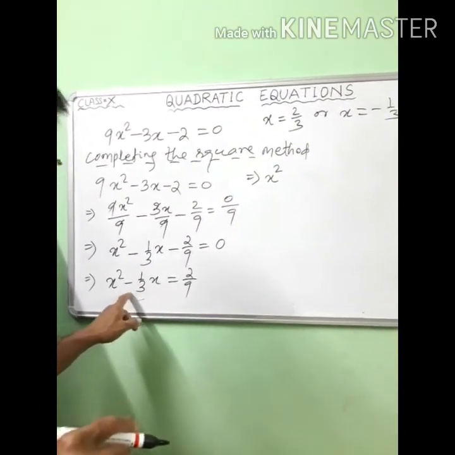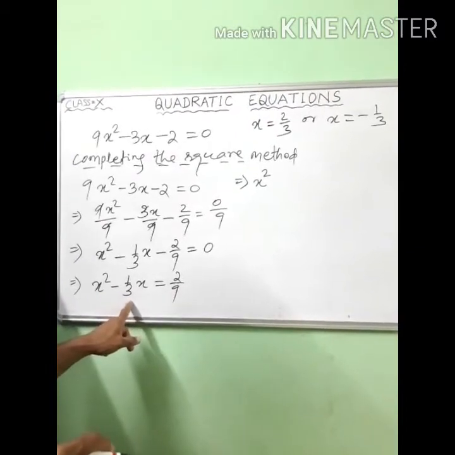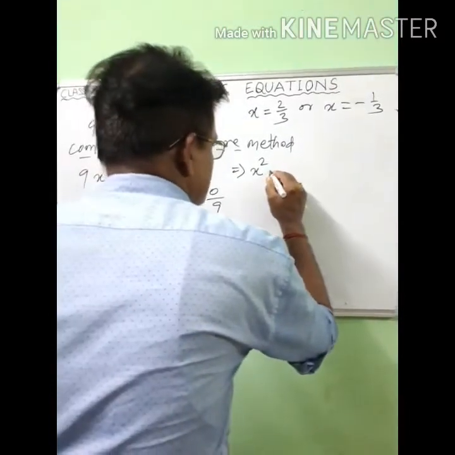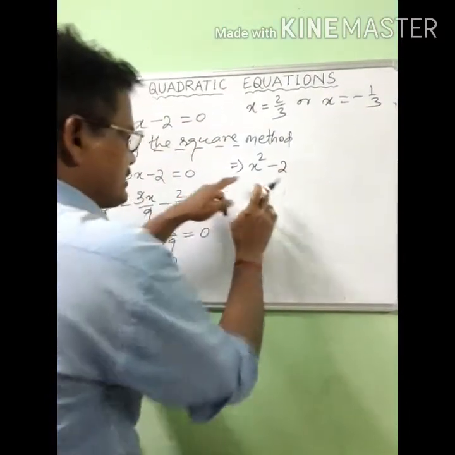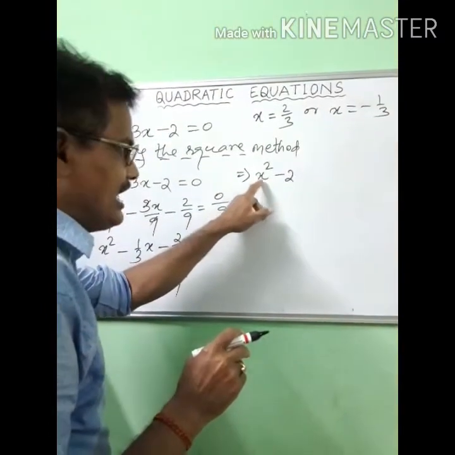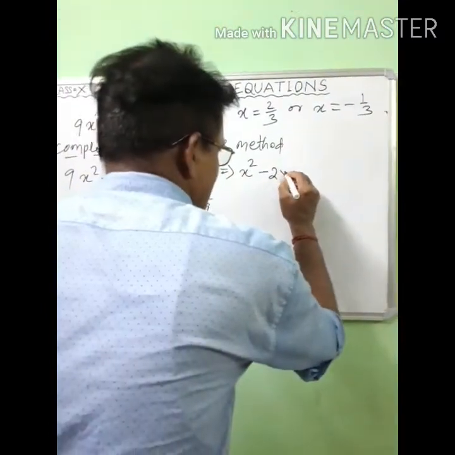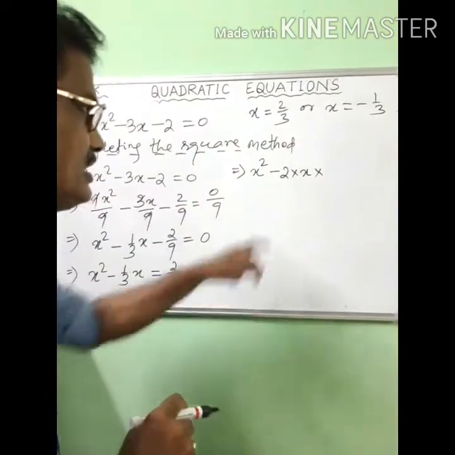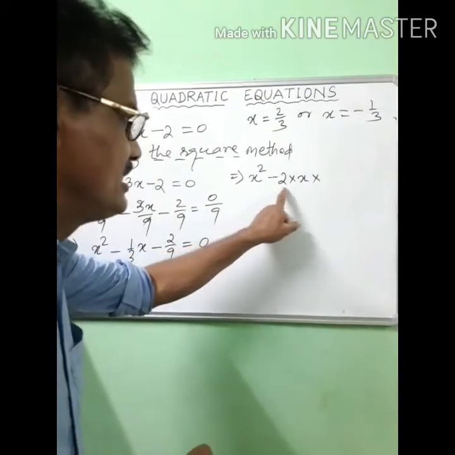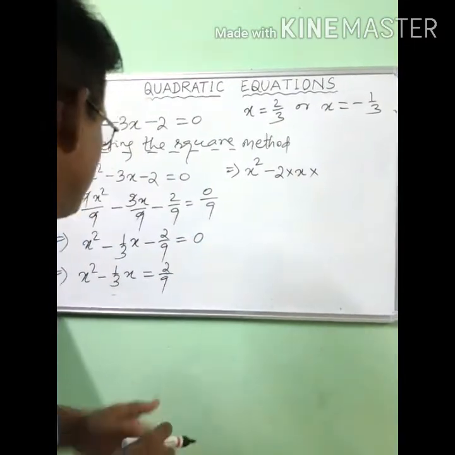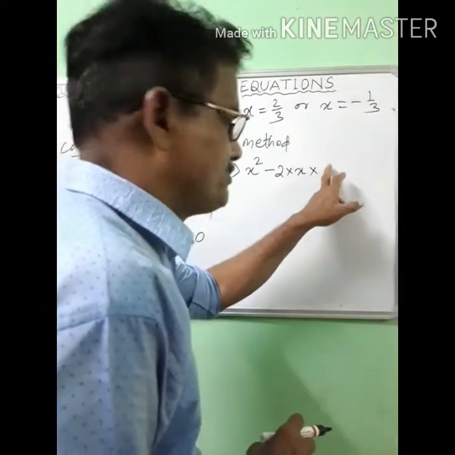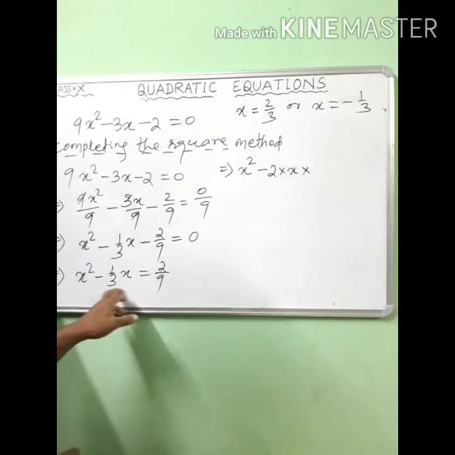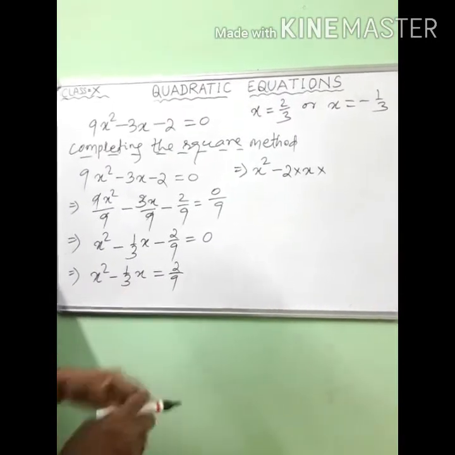Let us convert minus 1 by 3 as 2ab. As 2ab. So minus 2a means what? A means x. A square. That is, a means x into what is the value of b? 2a means x. What is the value of b? So the result is minus 1 by 3x.